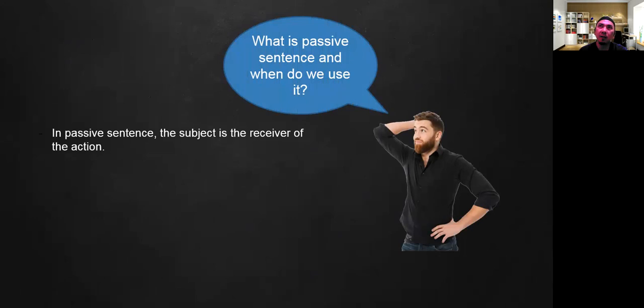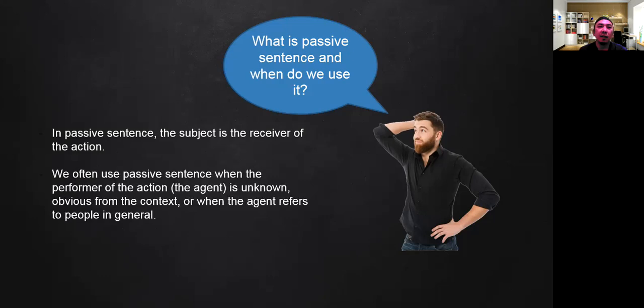Remember, in a sentence, usually there is an action verb, there is an action. And in a passive sentence, the subject is the receiver. I'm going to give you an example later. The second one, we often use a passive sentence when the performer of the action, or the agent, is unknown, or when the agent is obvious from the context, or when the agent refers to people in general. That's how we use a passive sentence.